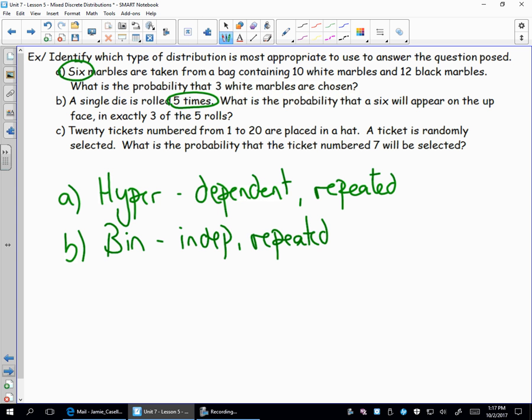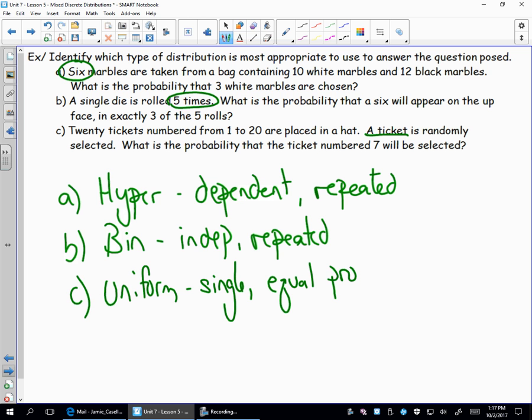And then the third one: 20 tickets numbered 1 to 20 are placed in a hat. A single ticket is randomly selected. What's the probability that the ticket numbered 7 will be selected? Well, that's uniform. We have a single trial, and every probability is equal. I have an equal chance of picking any one of those tickets. So those are our 3 types.